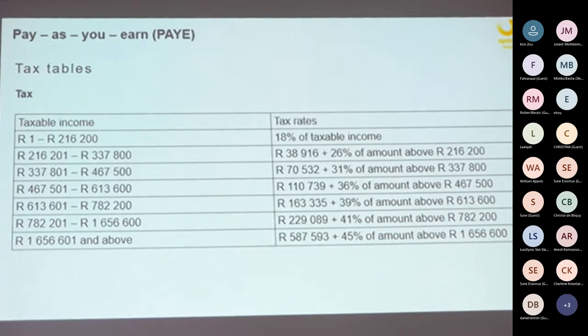587,593 is correct, which gives me 1,282,123. So that's the tax on 3.2 million. So on my 3.2 million, I'm going to pay 1.28 million tax. So can you see, if you earn a lot, then tax is a lot. But if you earn a little, then tax is a little.